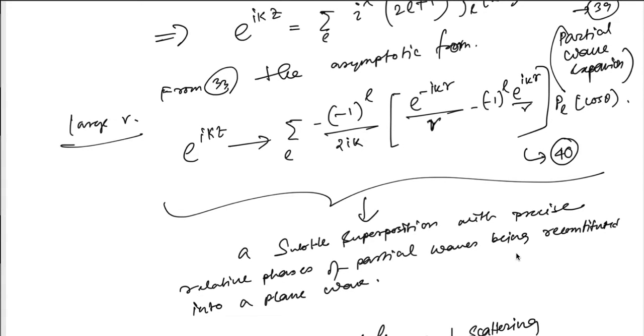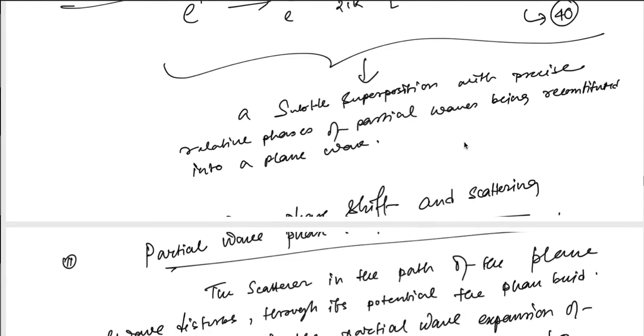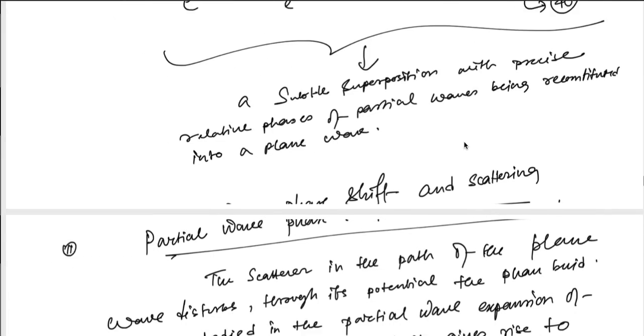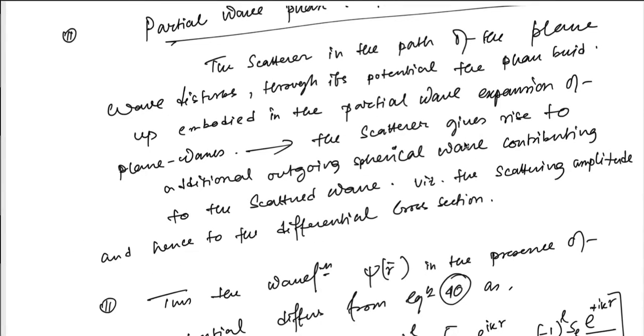Now, this is not a new thing. It looks very unusual, but it tells you how the superposition of partial waves, or spherical waves, gives you a plane wave. How they must add up, with what kind of coefficient C_L, such that you get a plane wave out of this in the large R limit. That is the physical meaning of this exercise. Okay, now let us calculate the f theta from here. How to calculate the f theta from this?